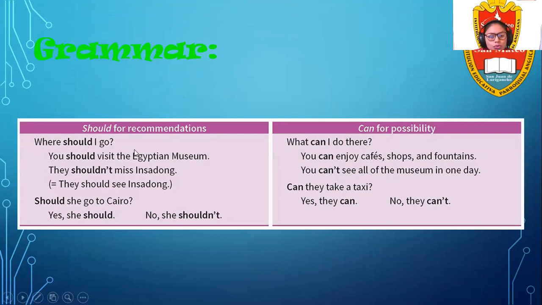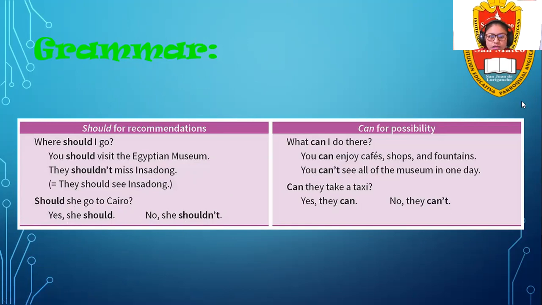Where should I go? I'm asking for a recommendation, right? You should visit the Egyptian Museum. They shouldn't miss it. So what does that mean? They should see it. Should she go to Cairo? Yes, she should. Or maybe no, she shouldn't. So remember, this is about recommendation, about advice.